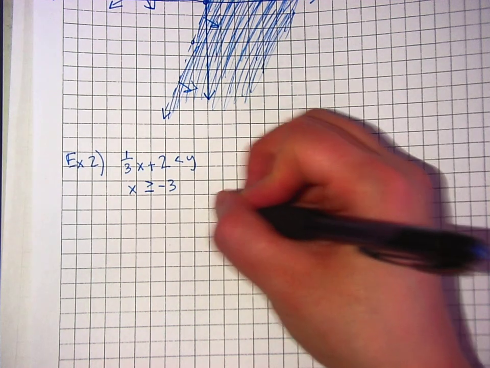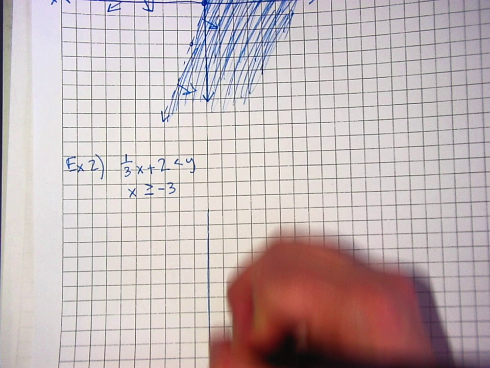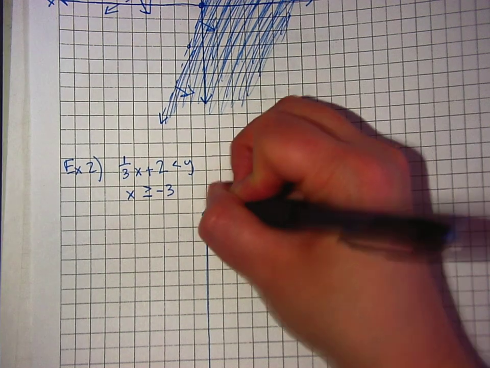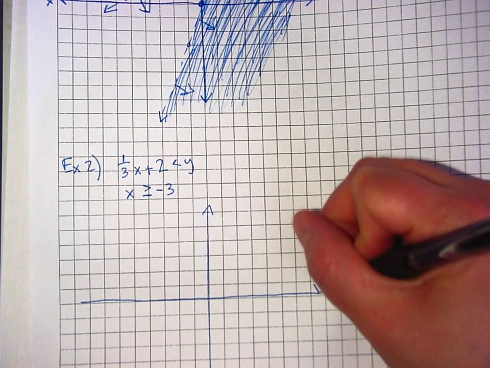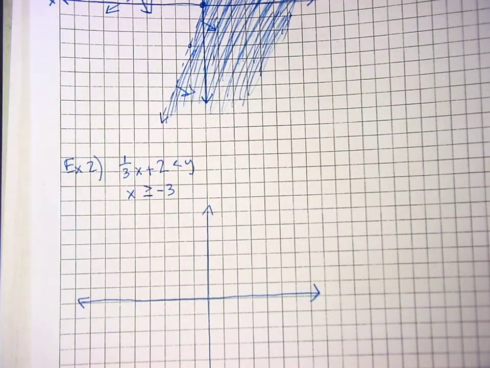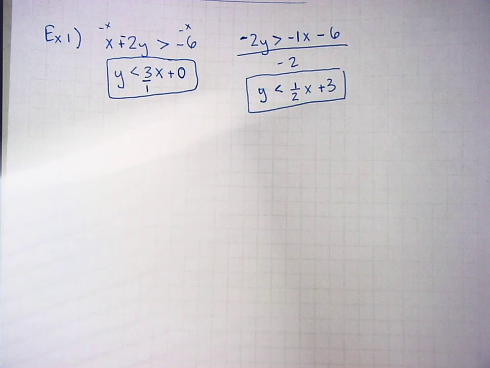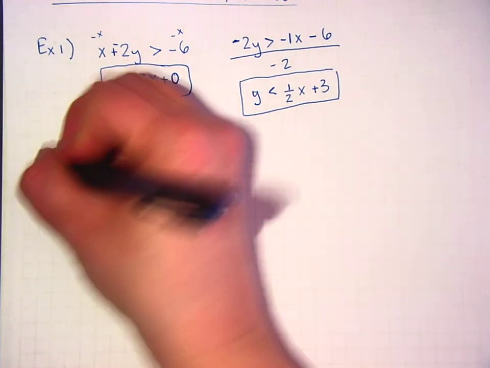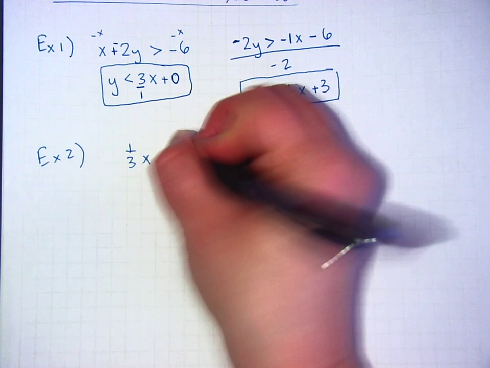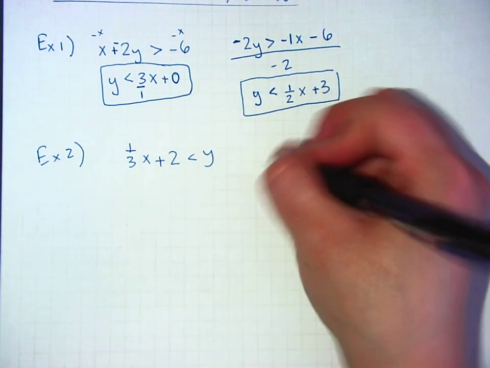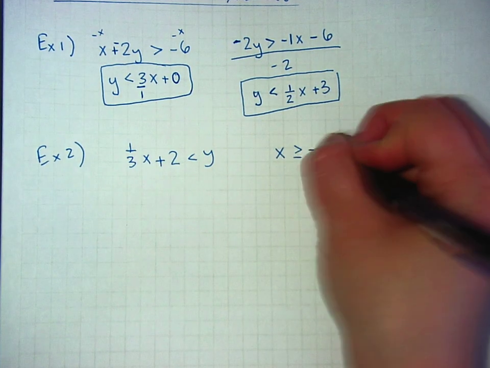All right, I'm going to draw my lines. I should do my math on a separate piece. Hold on. Okay, so I'm going to write it over here. Example 2 was 1/3 x plus 2 is less than y, and x is greater than or equal to -3.